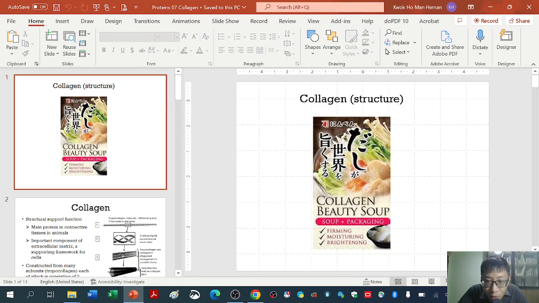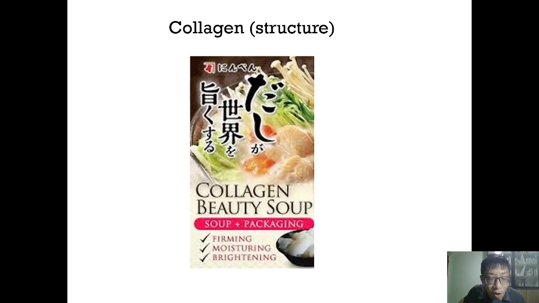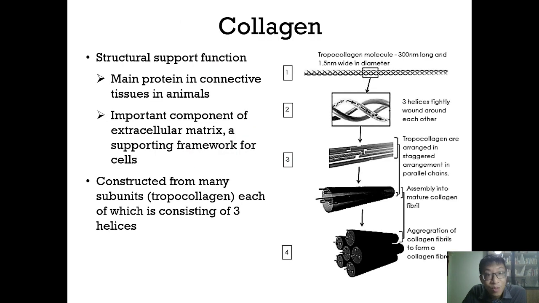Okay, next we'll be looking at collagen. I'm sure you have heard of collagen before, right? Before the beauty products and also the beauty in the pot, with collagen soup and all that. Okay, so collagen is a protein. It's a structural protein, or rather, it plays a structural support function. It is the main protein found in connective tissues in animals. So it is found in our skin, our bones, different parts of our body.